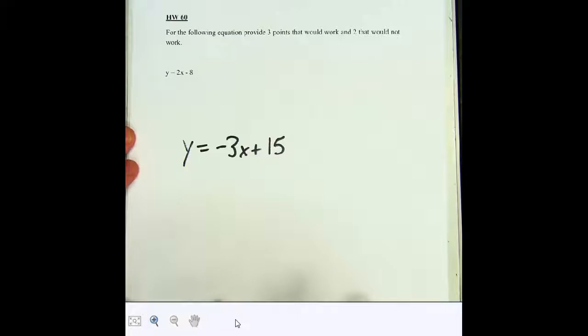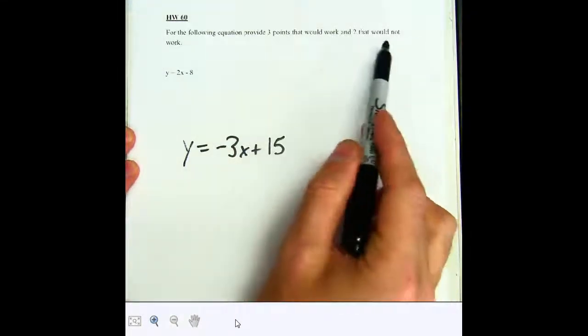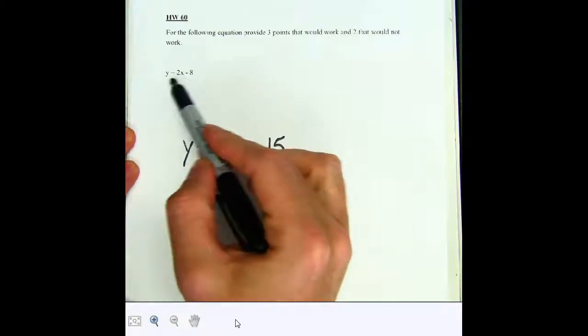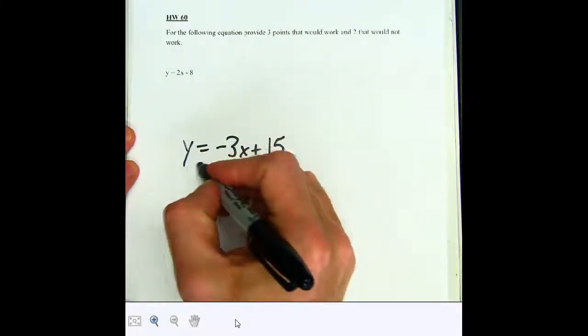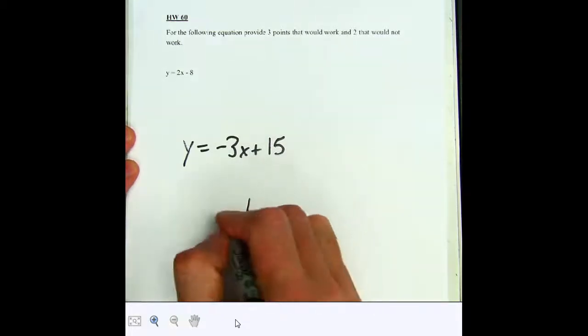Alright, here we are at homework 60. For the following equation, provide 3 points that would work and 2 that would not work. So you got y equals 2x minus 8. So I did my own problem, and what form is this in? It's slope-intercept. So now, how do you find ones that work?